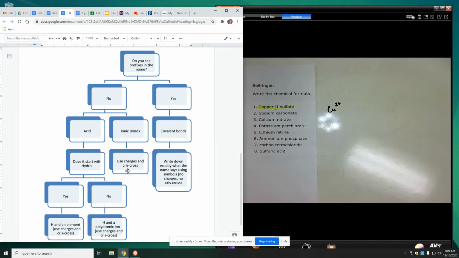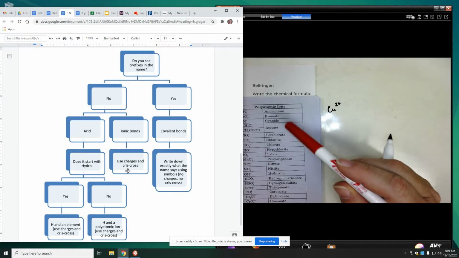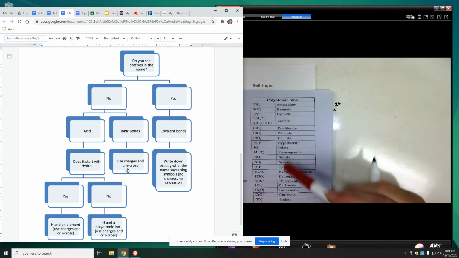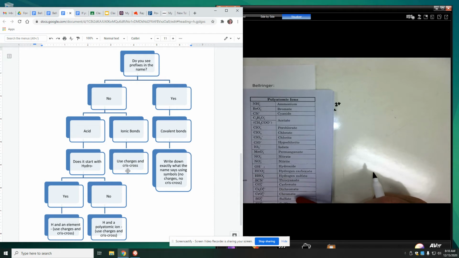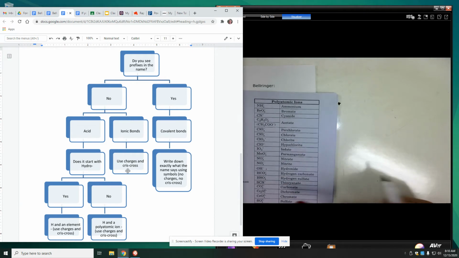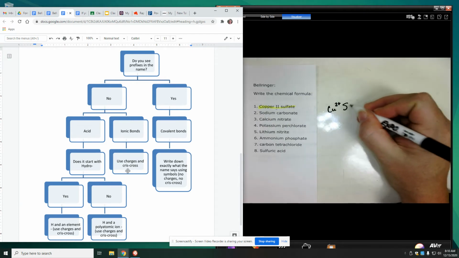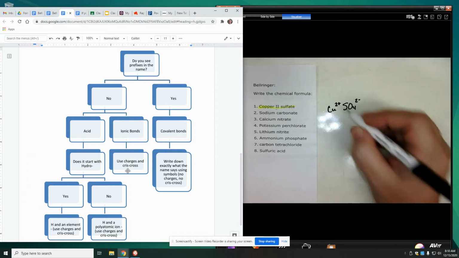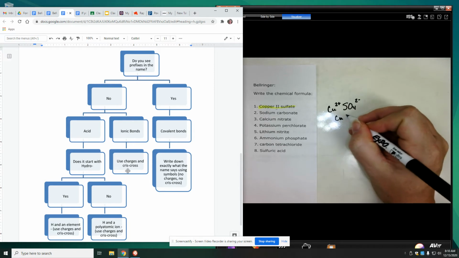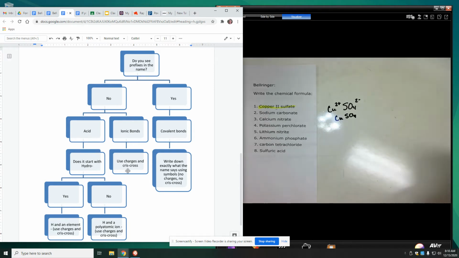And then sulfate, if it ends in IDE, it's an element. If it doesn't end in IDE, it is more than likely a polyatomic ion. And you have a list of those in your reference tables. So here's sulfate, SO4 2 negative. And the sum of the charges is equal to 0. So this is just going to be CuSO4.